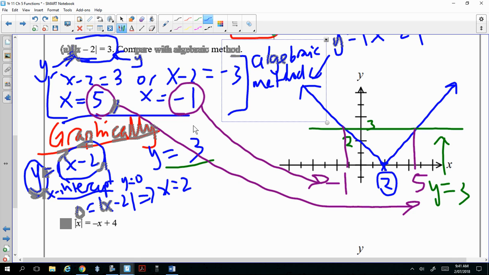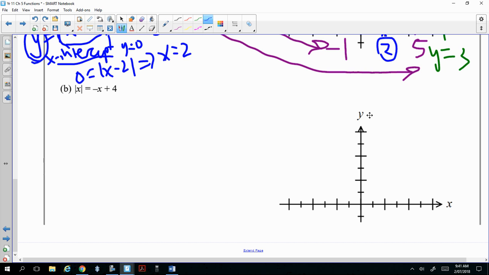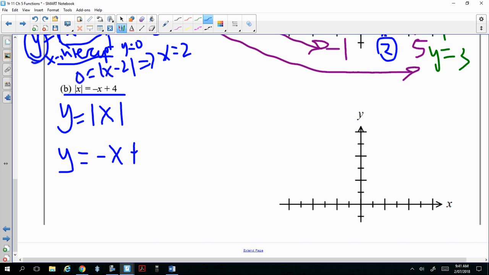Okay. What if it's this way? Watch. You go y equals absolute value of x, y equals -x plus 4. Do you know where they come from? This comes from the left side, this comes from the right side. Graphically, I draw the graph. I draw the V shape. It's easy, just two straight lines.